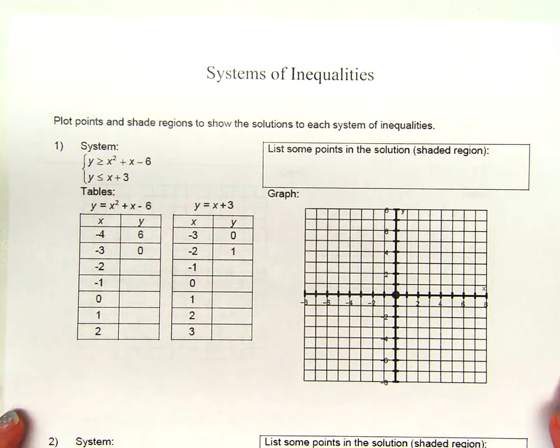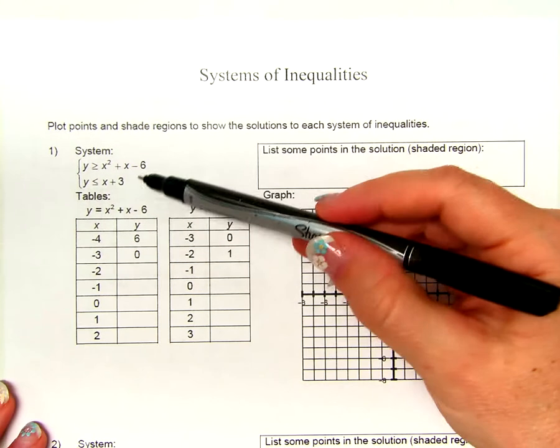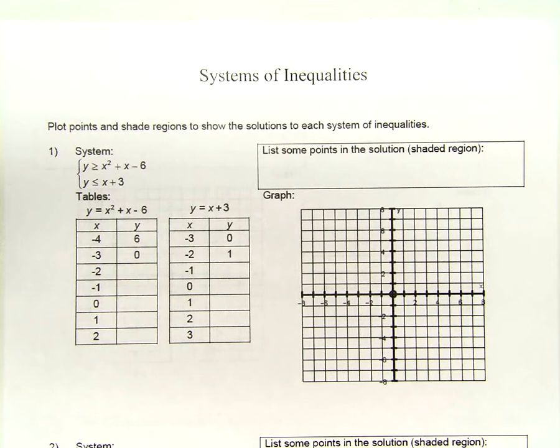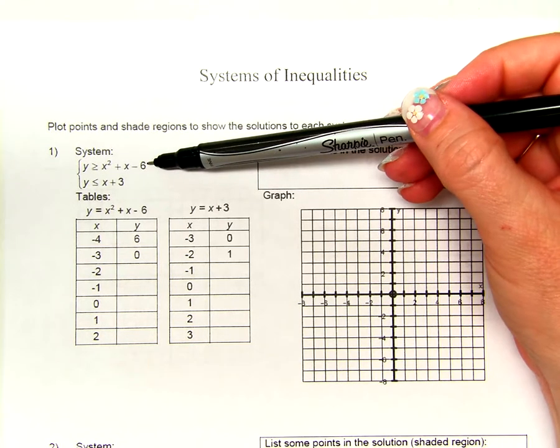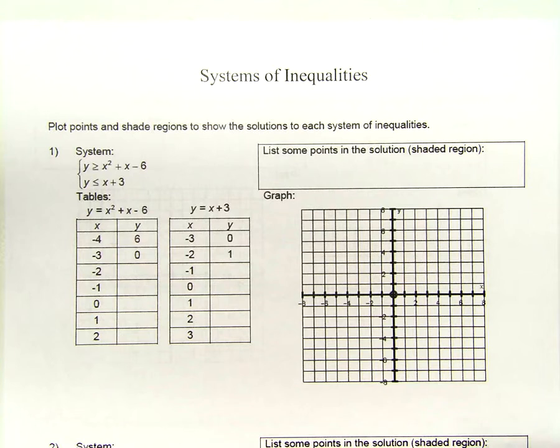So systems of inequalities, in this case we're given two. We need to graph each one of them, decide which way to shade, and then we're going to shade where everything is true, right? Okay, so if we're given this first equation right up here, how should we figure out the table for that?